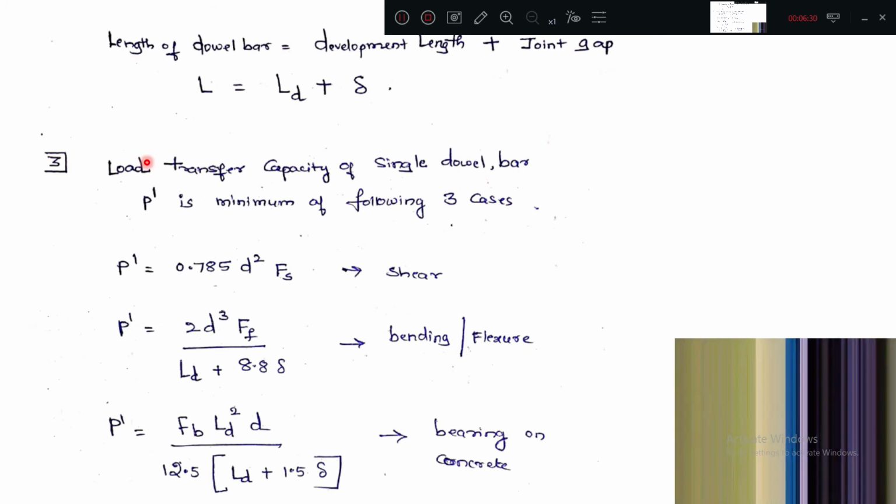Now in the third step, you need to find the load transfer capacity of one single bar, the load transfer capacity of one single dowel bar.